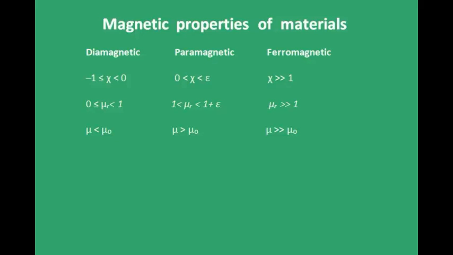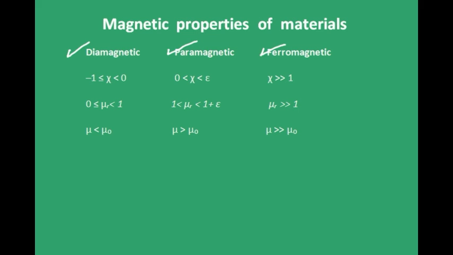Hello everybody. Magnetic materials can be classified into three groups based on the value of the susceptibility, that is chi. If the value of chi is negative and is very less in magnitude, they are diamagnetic. If the value of susceptibility is positive but very less in magnitude, then they are paramagnetic. And if the value of susceptibility is positive and very large, then they are ferromagnetic.